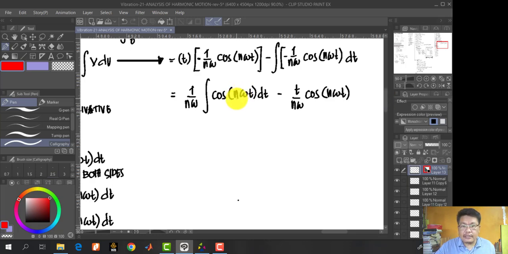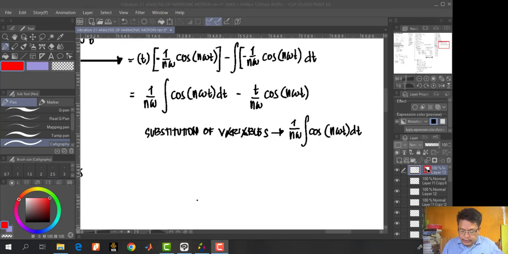We can't integrate this directly, but what we're going to do is use substitution of variable. This time I'm going to use x. Let me write this down so that you have it in your notes. I state here that I'm going to do substitution of variable for this part.